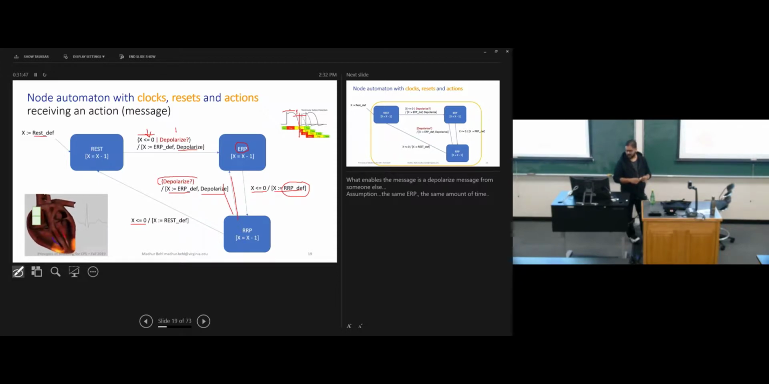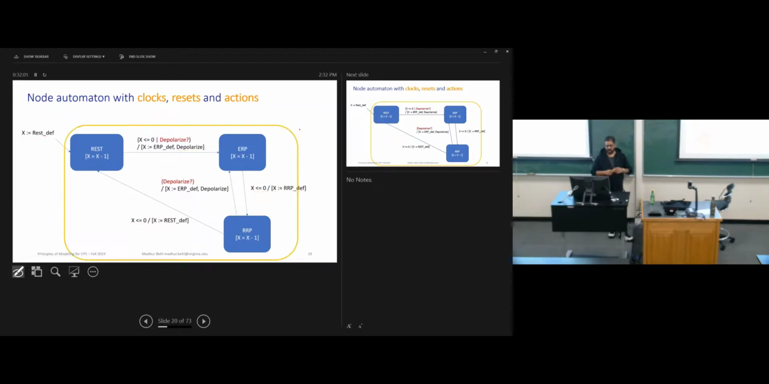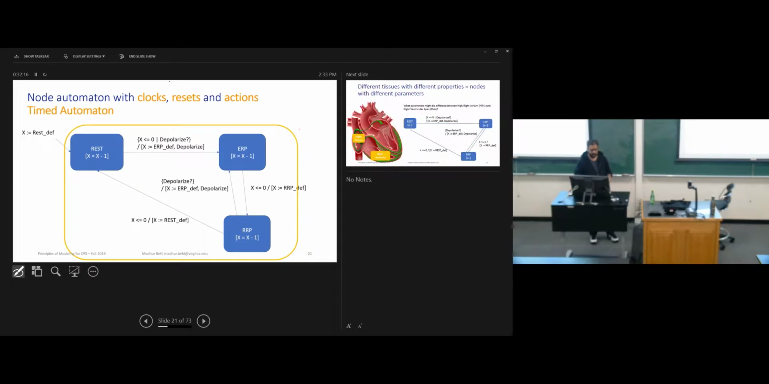Those are all really good questions. Anything else? So the main thing that you have to get used to and get a good grasp on is this interplay of guard conditions, clocks, resets, and messages. Okay? So this, I now say, is what I call a complete node automaton that can model any heart tissue for that matter, not just the SA. Okay? So this is what is called a timed automaton.